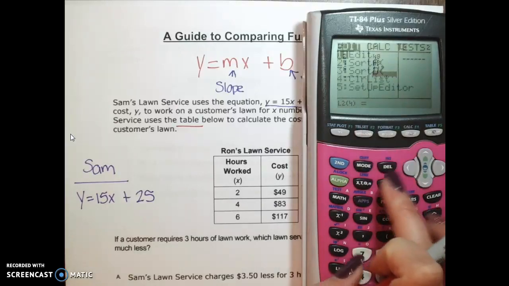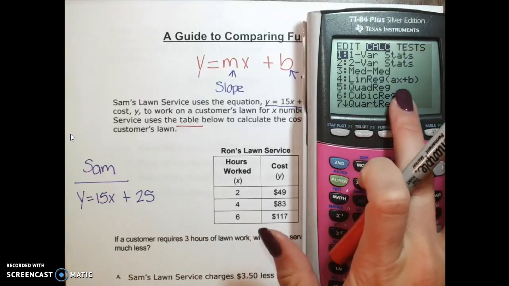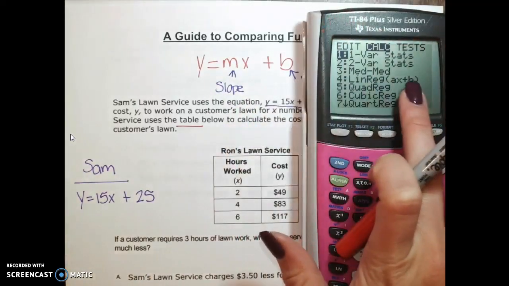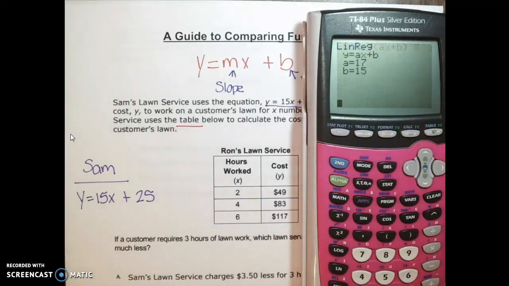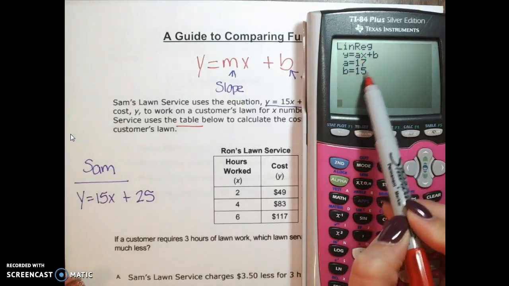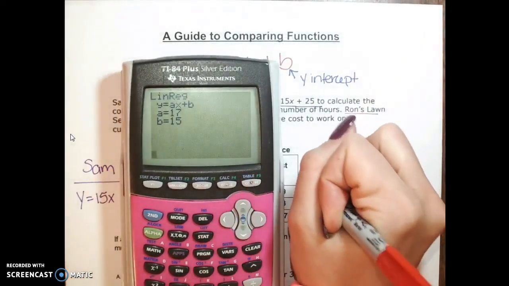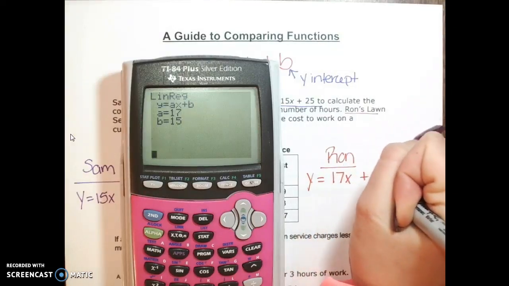We're going to go back to stat, over to calculate. We want it to calculate something. Here is ax plus b, which is the same thing as mx plus b. The calculator just uses a instead of m. Press the number 4 and hit enter. Now, Ron's equation, we see that we have 17 for a and 15 for b. So it's going to look like y equals 17x plus 15.